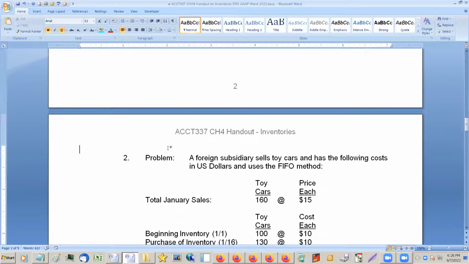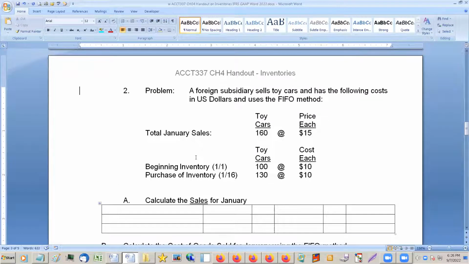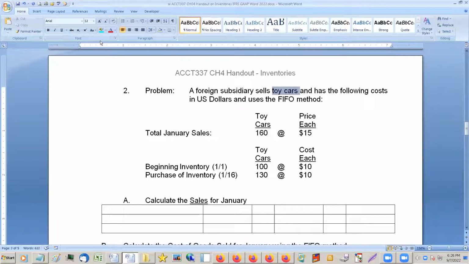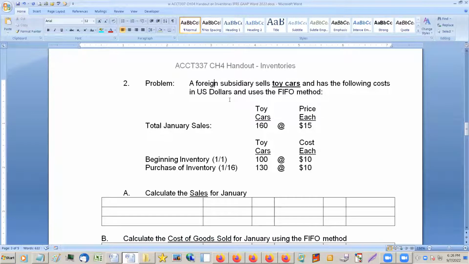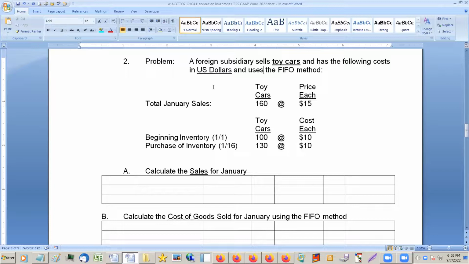Okay, so what we're going to do is a LIFO FIFO problem, and this will be a little bit of a rehash. A foreign subsidiary sells toy cars. The following costs are in US dollars, and it's a FIFO method. So they sell these toy cars. This is a foreign subsidiary, and we've already translated this into US dollars.